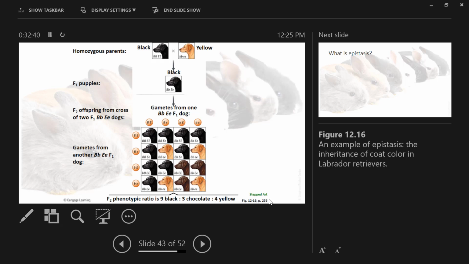Here are the brown individuals. They have at least one capital E, so they are depositing pigment. But they do not have at least one capital B, so they are depositing only the light brown pigment, the chocolate pigment. And then here are these four individuals. They do not have at least one capital E, so they cannot deposit pigment, doesn't matter what color it is. If this one could deposit pigment, what color would it be? Black. What about this one? Black. This one? Black. This one? Brown.